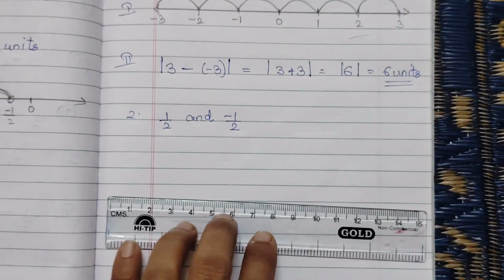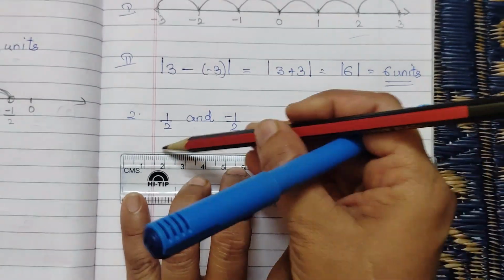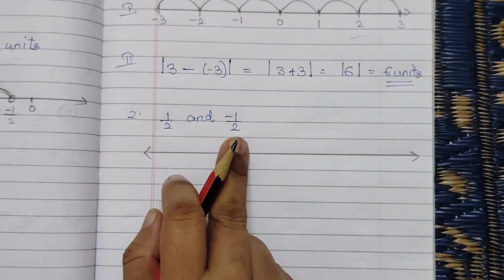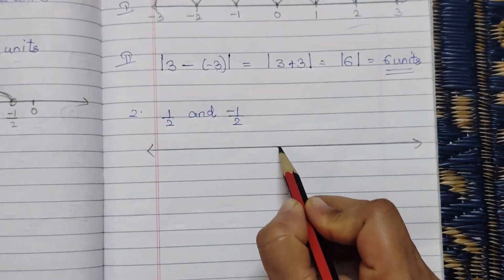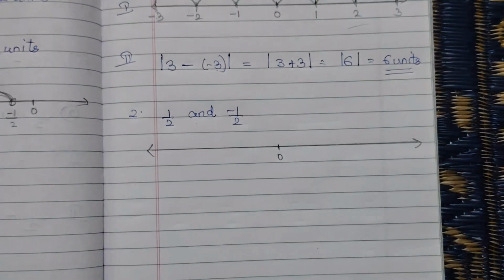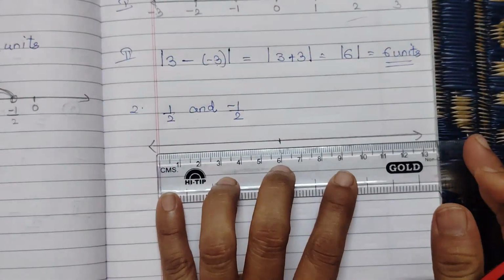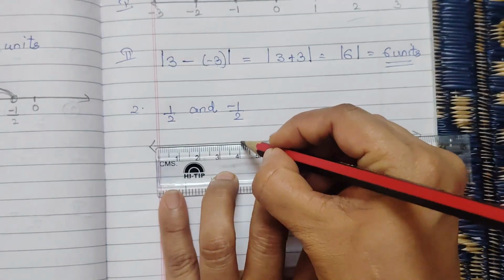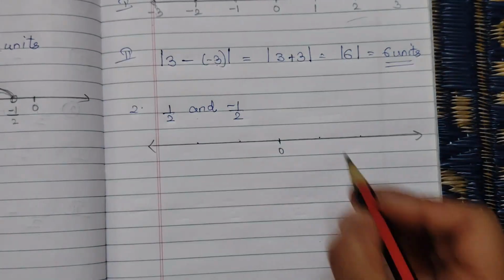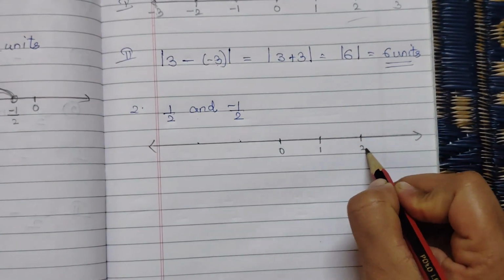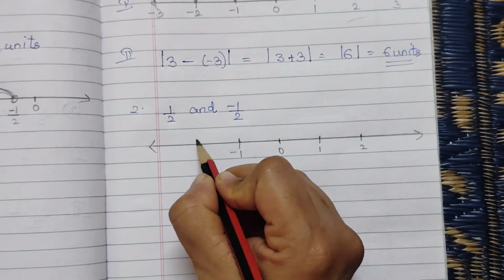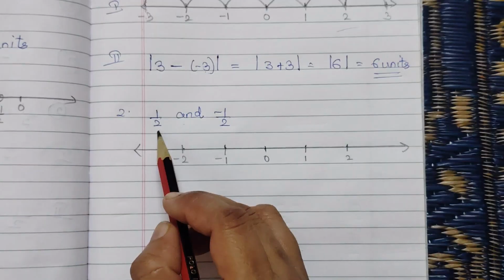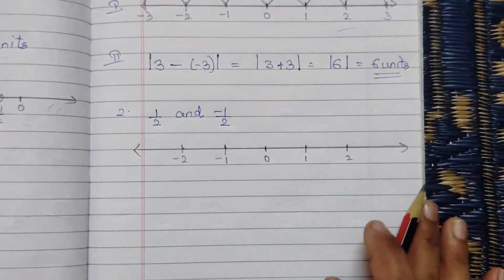So draw a number line. Again we have positive and negative. So in the center we will write 0 and mark points on both the sides. Okay, this is 1, 2. This is minus 1, minus 2. Now first we have to mark 1 upon 2. So this will come on the right side.